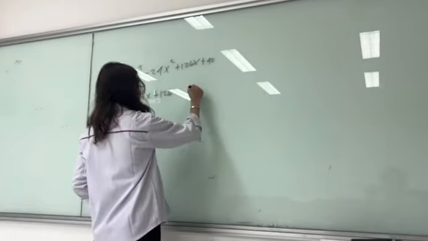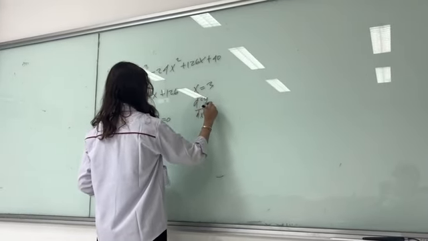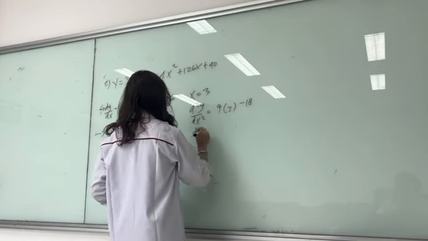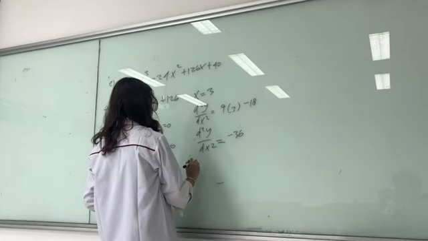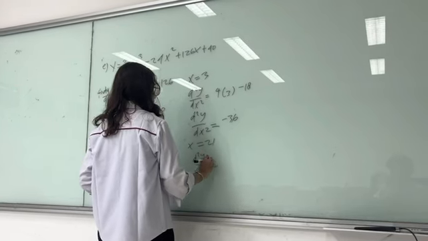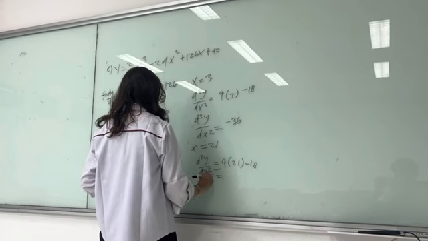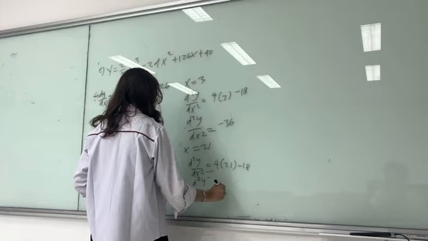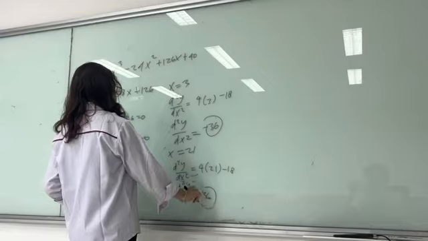And then this is for x equal 3, so we got minus 36, and this is for x equal 21. We got this for 36, and then of course this is the maximum and this is the minimum.